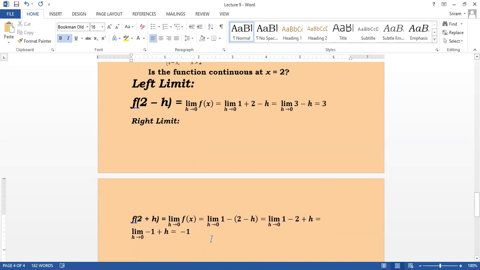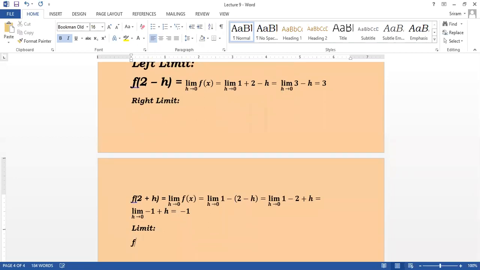They are not equal. If they are not equal, then the function is considered to be discontinuous. It is not continuous at the point. But don't forget, we have to find the limit value also. What is the meaning of limit value? I am going to find f at x equal to 2.